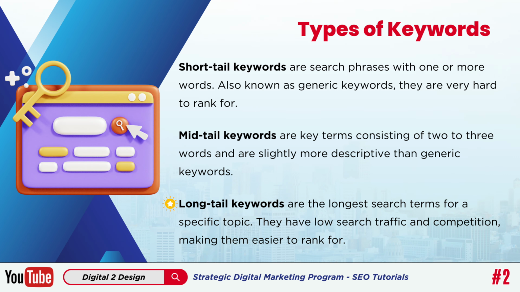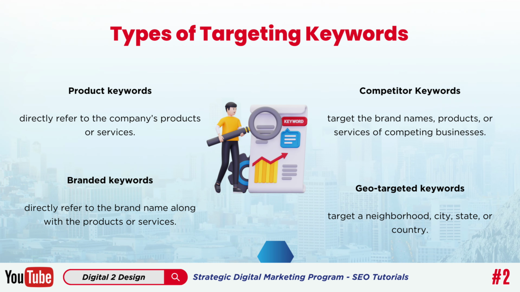Finally, we have long-tail keywords. These are more specific and give users exactly what they want from the search engine. For example, customized Puma shoes for men is very specific. Long-tail keywords have lower search traffic and competition, making it easier to rank in search engines. I hope you now understand the types of keywords.